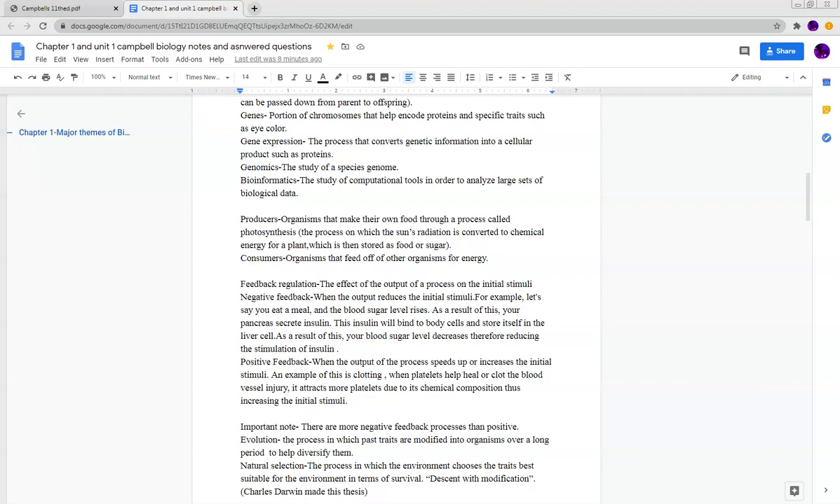Note that there are more negative feedback processes than positive. There's still a lot of positive, but there's just a lot more negative.